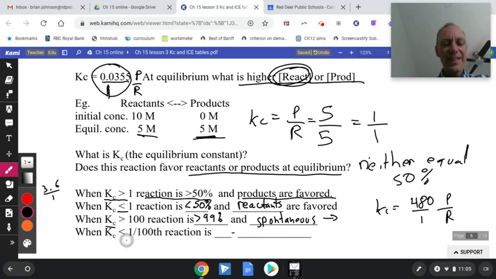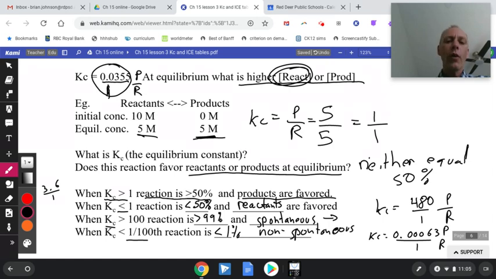What if Kc is less than 1/100th? So Kc is 0.00063. So in this example, we have almost no product, all reactant. We say that it is less than 1% product, and we call those reactions non-spontaneous. Okay, so hopefully that makes sense for you as well.